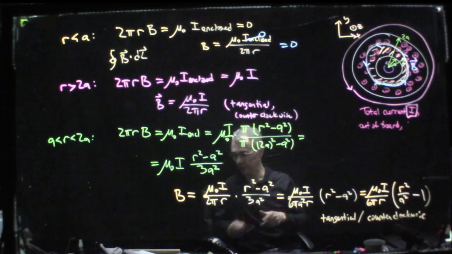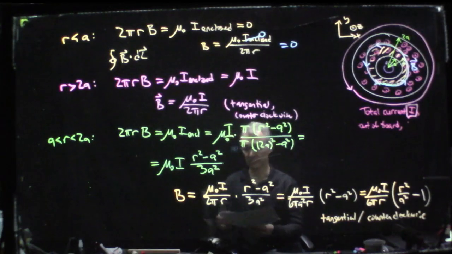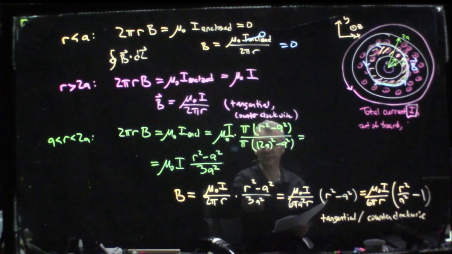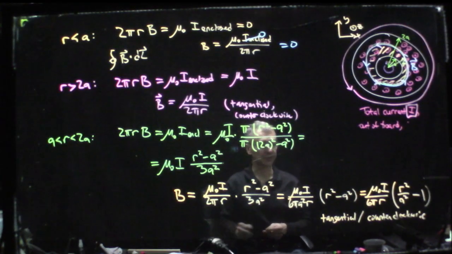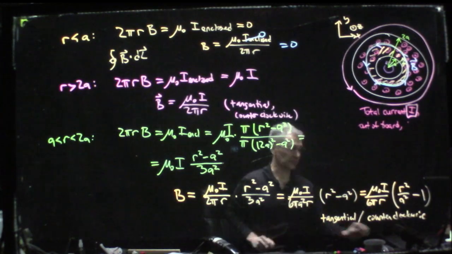Let me just compare with my pre-computed answer. Well, I actually left it in this form. So I said mu naught I over 2 pi r times r squared minus a squared over 3a squared. Okay, but I guess this version looks a little nicer.